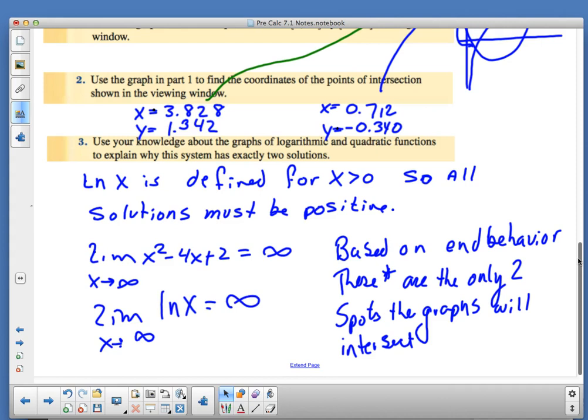And the issue that I have with this now is, why am I doing it? I want to make sure you recognize the 2 places they cross will be the only 2 places they cross based on end behavior. I'm going to give you some time to get that down.